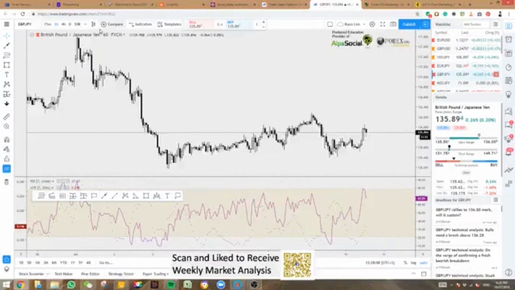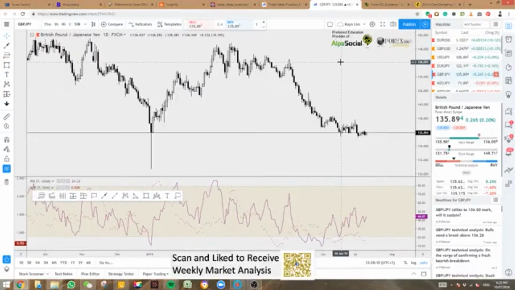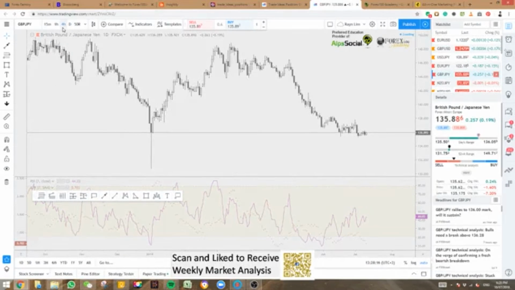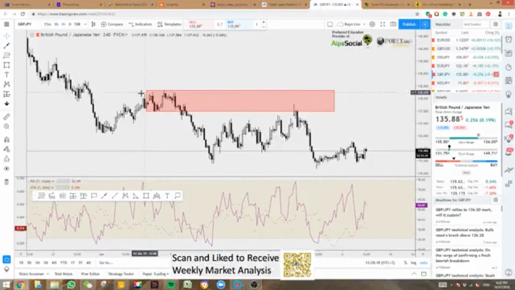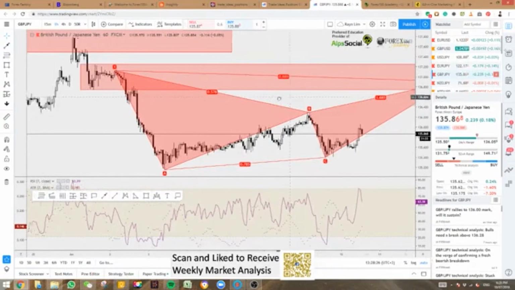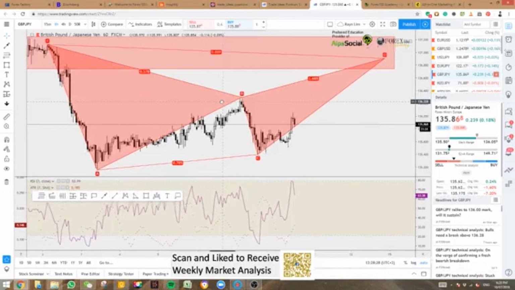Back to the daily chart, I'll share with you my analysis. Nothing much on the daily chart. Head down to the 4 hour. On the 4 hour, there's this sell zone over here, still quite a distance for us to look at, 13750. But if you head down to the 1 hour chart, there is a bat pattern.